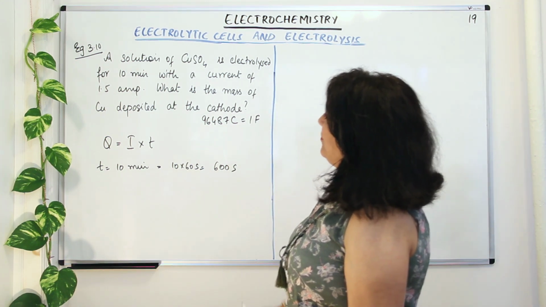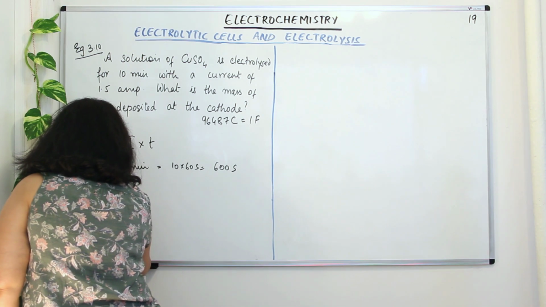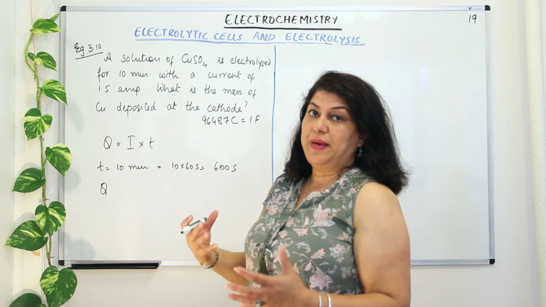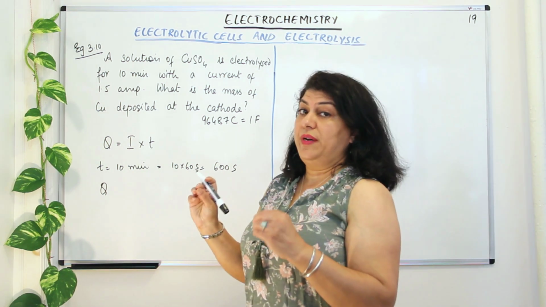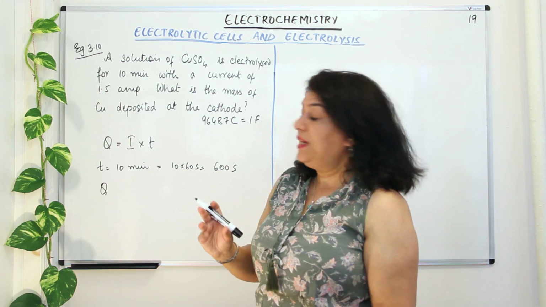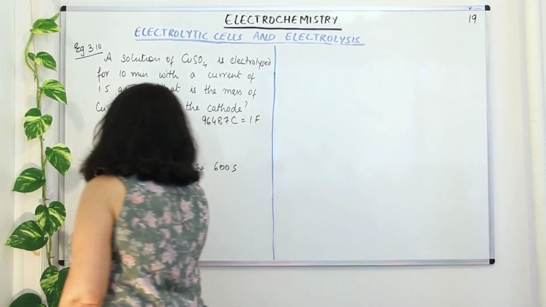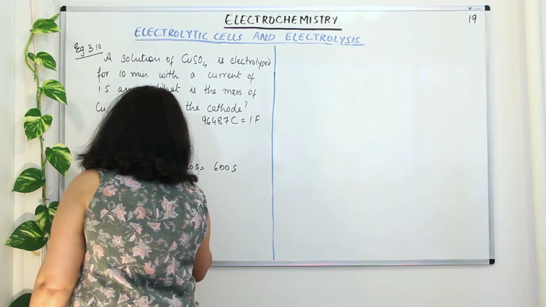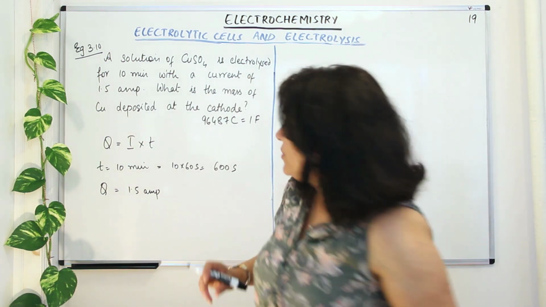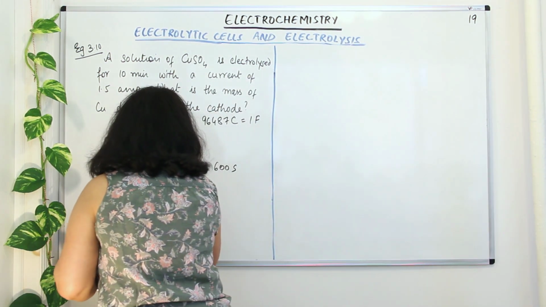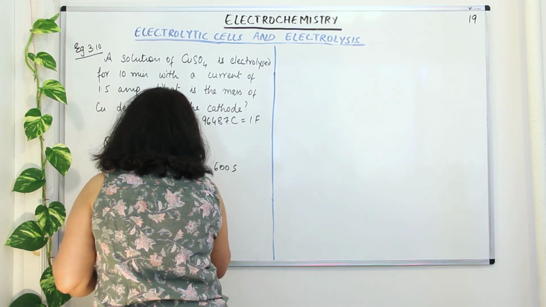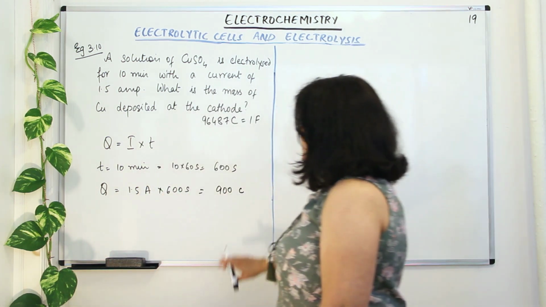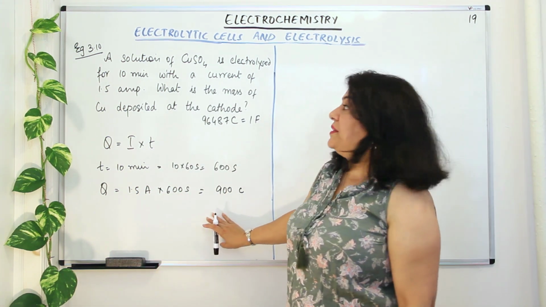Now with a current of 1.5 amperes, you need to calculate how many coulombs of electric current have been passed. If we know the coulombs of electric current passed, then according to the stoichiometry of the reaction, we would know how much copper would be deposited. Now Q is equal to I, given as 1.5 amperes, where amperes is written as capital A, into 600 seconds, which would be equal to 900 coulombs, right? Now 900 coulombs of electric current have been passed.